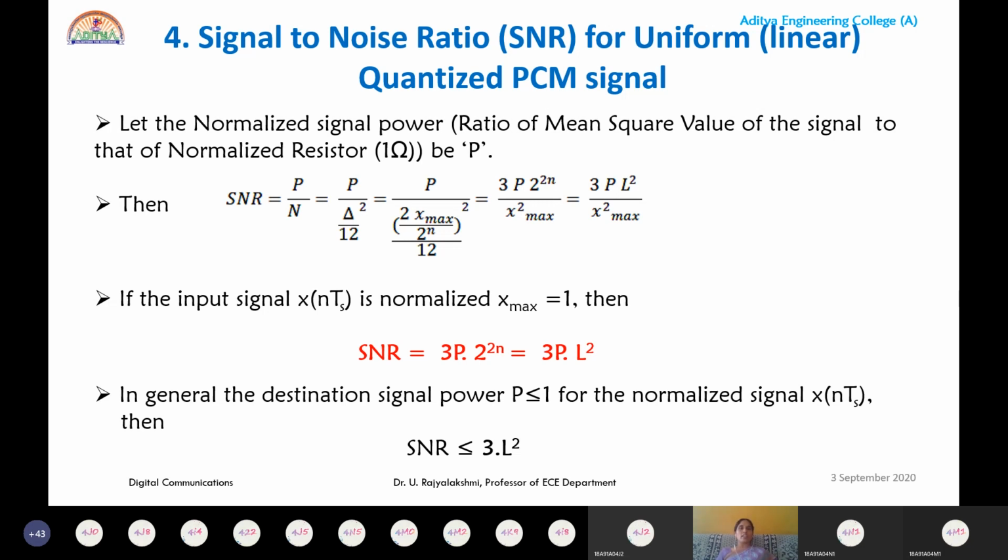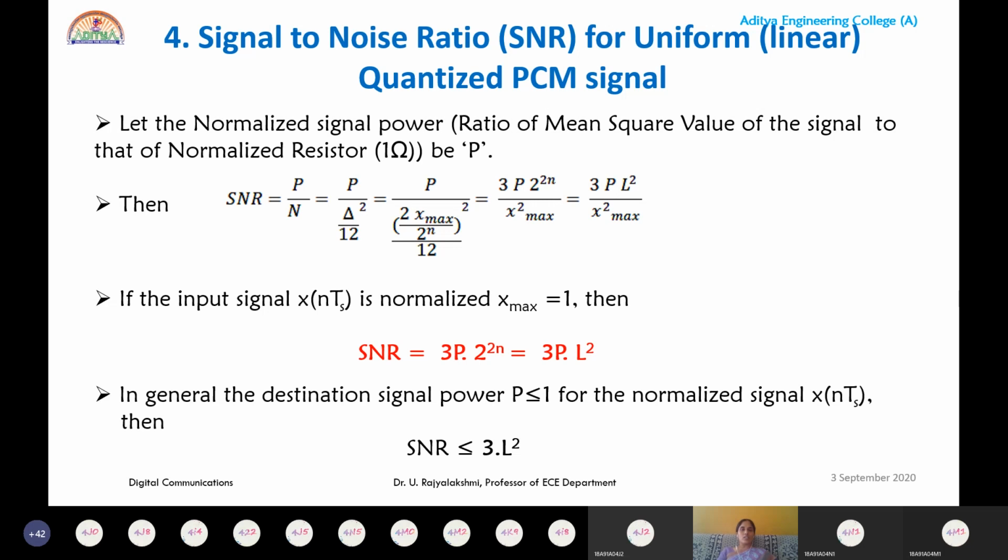So therefore we can conclude that if the signal x of t is normalized, then P will be less than or equal to 1. So what happens to our SNR? It is less than or equal to 3L square. So this is the point that you should remember. What is the general expression for SNR? 3PL square by x square max. For normalized input, x max is equal to 1 and P is less than or equal to 1. So that's why SNR will be less than or equal to 3L square.